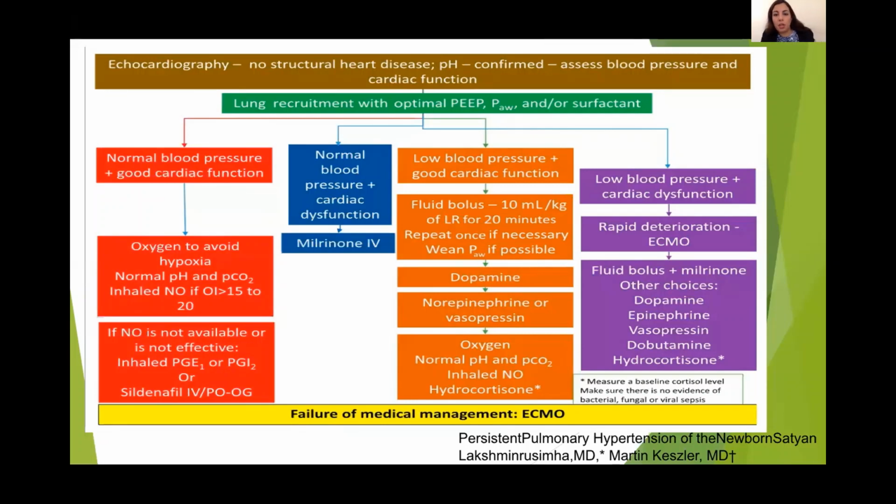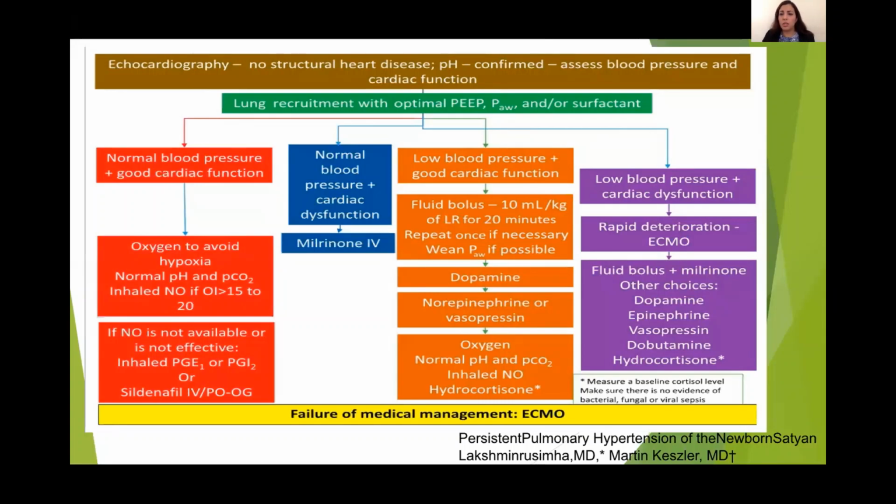If we have low blood pressure and good cardiac function, we can give a bolus, first of all, 10 ml per kg, and then we can repeat it once more if needed. If it's still not working, we can give a trial of dopamine. Then we will try norepinephrine or vasopressin. And then we will come to the oxygen. And of course, all the time, try to have a normal pH and PCO2, start nitric and hydrocortisone.